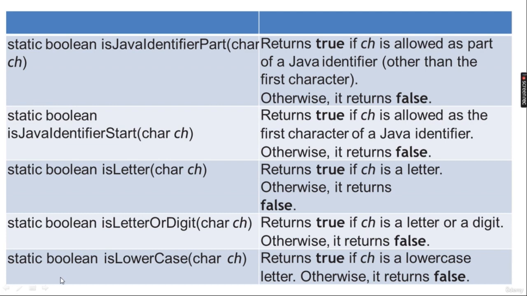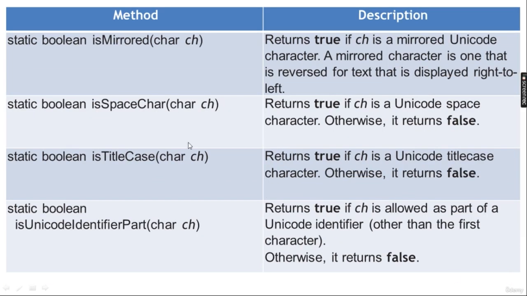Static boolean isLowerCase(char ch) returns true if ch is a lowercase letter, otherwise it will return false. Static boolean isMirrored(char ch) returns true if ch is a mirrored Unicode character. A mirrored character is one that reverses for text that is displayed right to left.